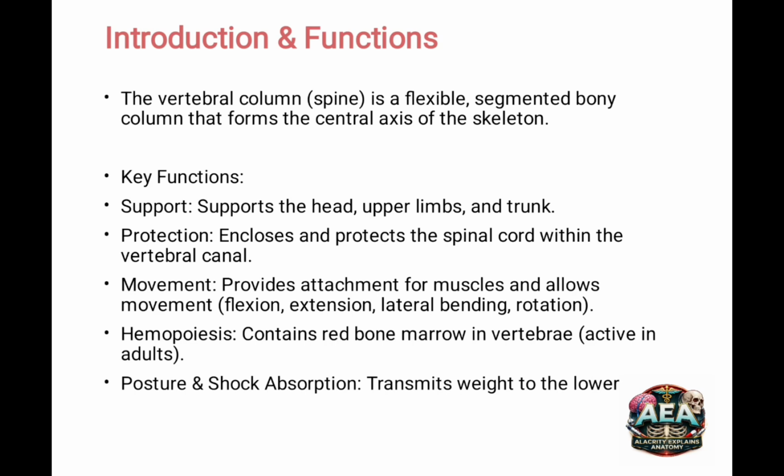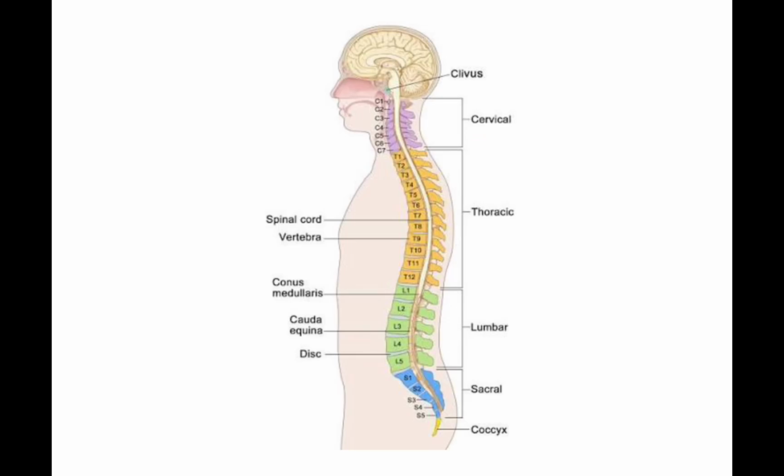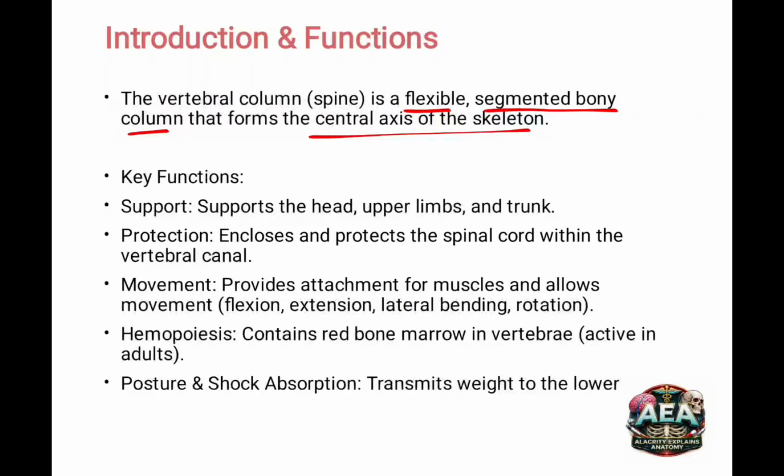Now, as a way of introduction, the vertebral column is a flexible, segmented bony column that forms the central axis of the skeleton. If you've not seen an image of a vertebral column before, here you have it. It is a bony segmented part. It has segments. We have the cervical, the thoracic, the lumbar, the sacral, and the coccygeal, and it serves several functions, which include supporting the head, upper limb, and the trunk.